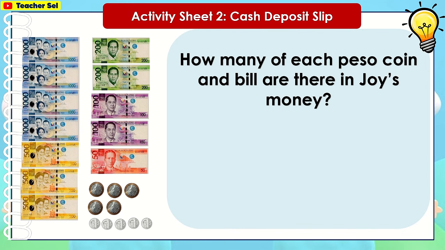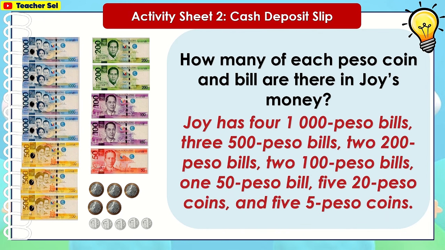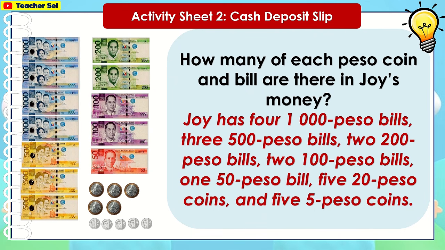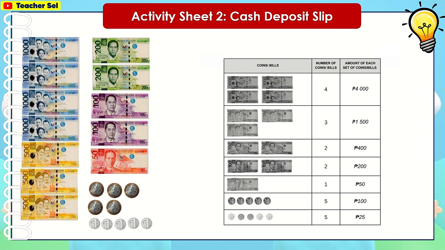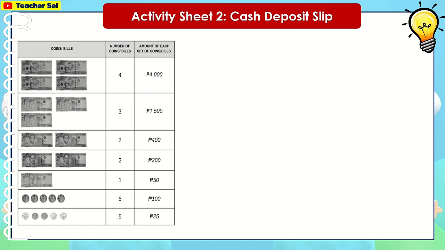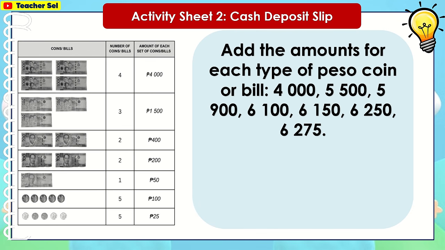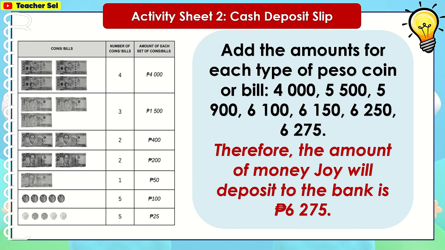How many of each peso coin and bill are there in Joy's money? Joy has 4 1,000 peso bills, 3 500 peso bills, 2 200 peso bills, 2 100 peso bills, 1 50 peso bill, 5 20 peso coins, and 5 peso coins. Here is Joy's money. Add the amount for each type of peso coin or bill. Therefore, the amount of money Joy will deposit to the bank is 6,275 pesos.